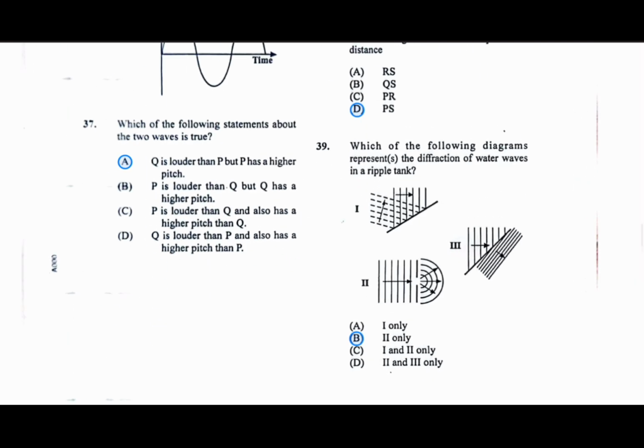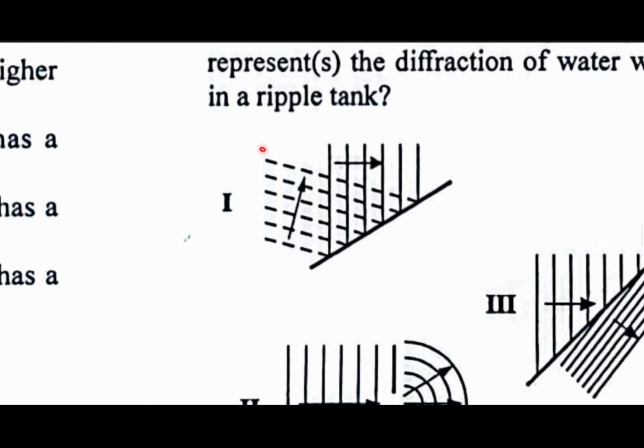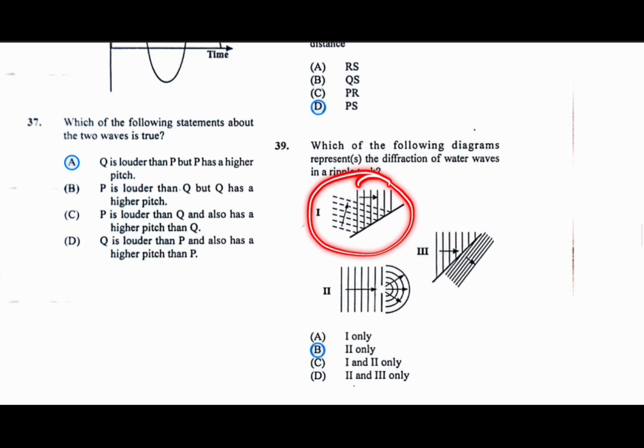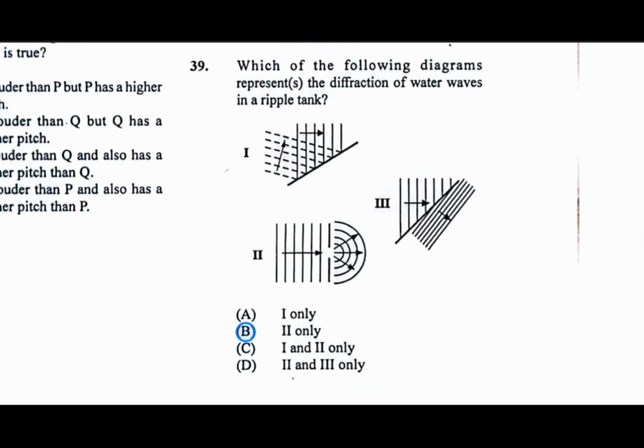39. Which of the following diagrams represents the diffraction of water waves in a ripple tank? Why is 1 wrong? You probably can't see it, but 1 is an example of total internal reflection. And so this is refraction, right? Part 3 is also an example of refraction because look at what happens. There's a change in the wavelength when it goes from one medium to another. Direction also changes. The only one that corresponds to diffraction is 2.